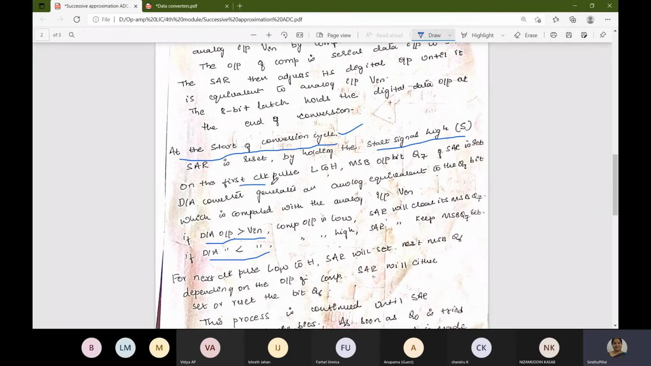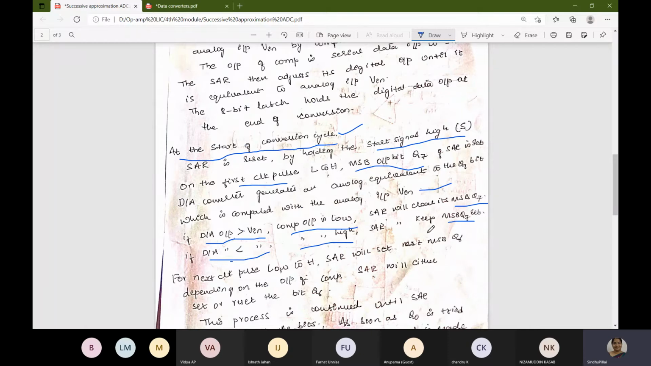So on the first clock pulse, that is from low to high, the MSB output bit Q7 of SAR is set. So the D2A converter generates an analog equivalent to the Q7 bit, which is compared with the analog input Vin. If the DAC output is greater than Vin, then the comparator is low. If the DAC output is less than Vin, then the comparator is high. If the comparator is low, what will happen? The SAR will clear the MSB bit. If the comparator is high, the SAR will keep the MSB bit.